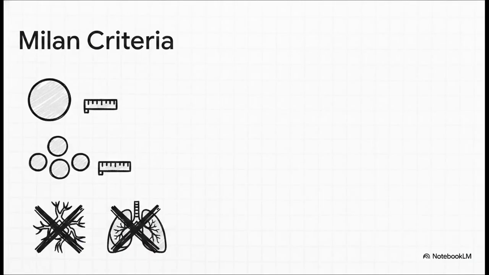Now, for patients with inadequate functional liver reserve who just wouldn't survive a resection, a liver transplant is literally a lifesaver. But, as we know, donor organs are incredibly scarce, so patients are only eligible if they strictly meet the Milan criteria. That means a single tumor under 5 centimeters or up to 3 tumors, each under 3 centimeters, with absolutely zero vascular invasion and zero distant spread.